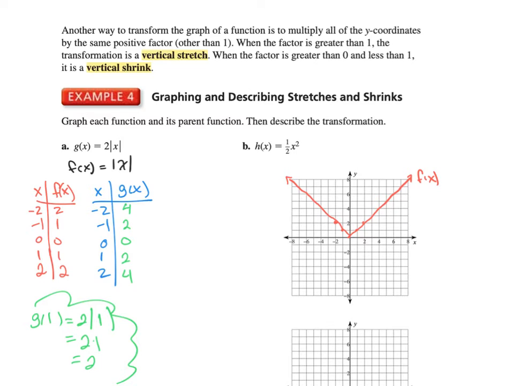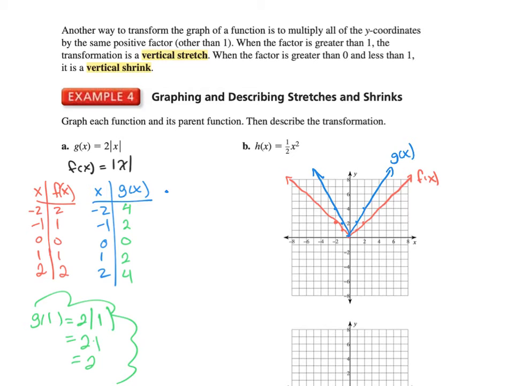So we got the point -2, 4, -1, 2, 0, 0, 1, 2, 2, 4. Those are nice straight lines. And we're going to label that g of x. So you notice that the blue function, which is g of x, is more narrow. So if you think about stretching this vertically, it becomes skinnier, taller, narrower, okay?